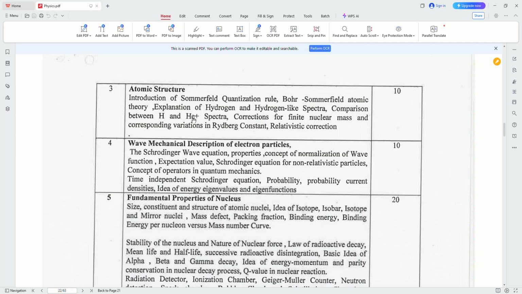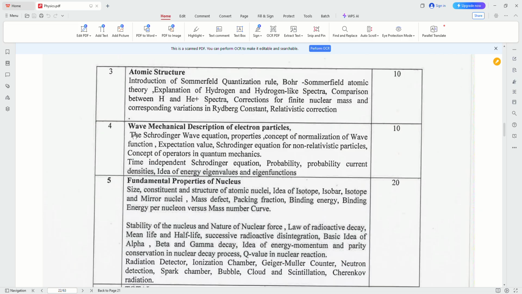Comparison between hydrogen and He+ helium ion spectra. Correction for finite nuclear mass and corresponding variation of the Rydberg constant. Relativistic corrections. Unit 4. Wave mechanical description of electron particles. The Schrodinger wave equation, properties, concept of normalization of wave function. Expectation value, Schrodinger equation for non-relativistic particles. Concept of operators in quantum mechanics. Time independent Schrodinger equation. Probability current density, idea of energy. Eigenvalue and eigenfunction.